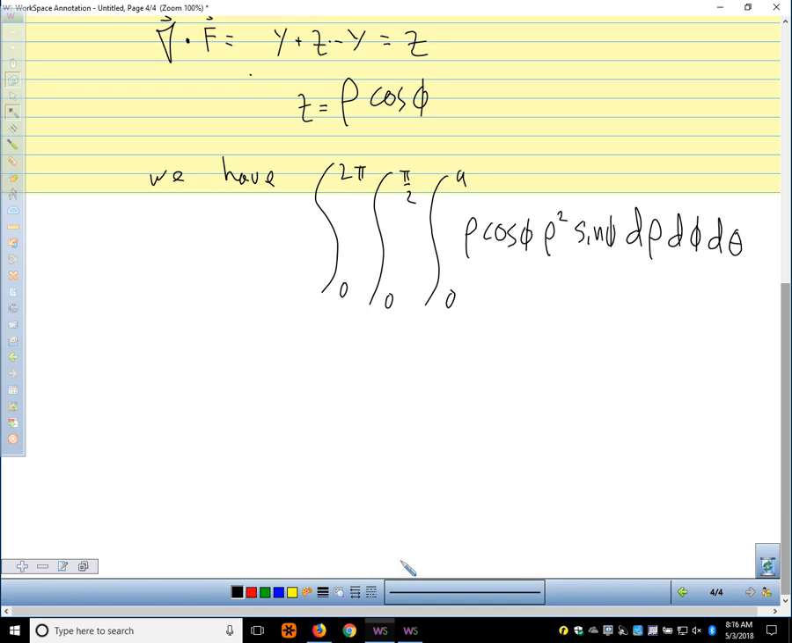Nice, easy integral to evaluate. Because we just have a rho cubed from 0 to a. So we get an a to the fourth over 4. We end up with a sine squared over 2 for our phi integral from 0 to pi over 2. And then we just have a multiple of 2 pi from our theta. And we end up with pi a to the fourth over 4.